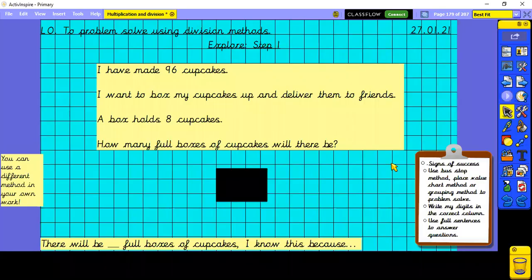Okay, so we're going to move on to the explore phase step 1. So I'll have our first problem for you to solve on the screen now, and I'll model this one to show you and then you'll have one to have a go at on your own.